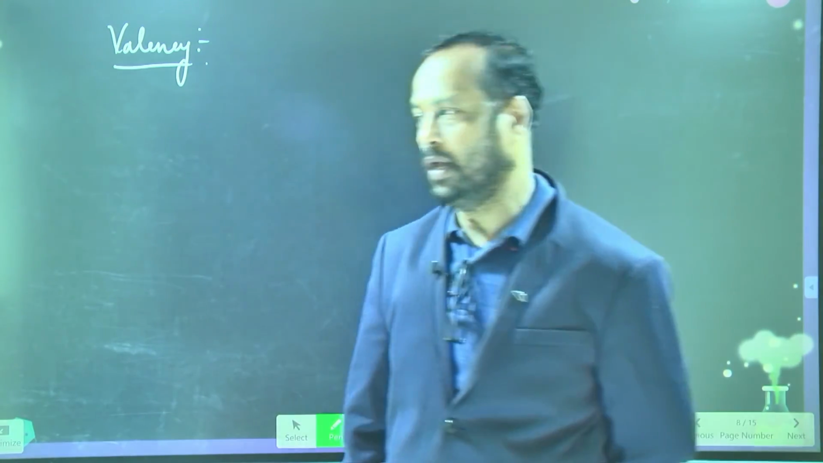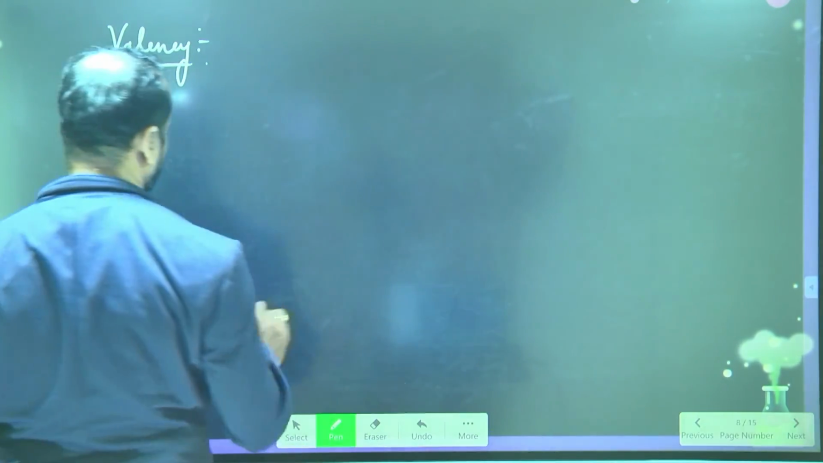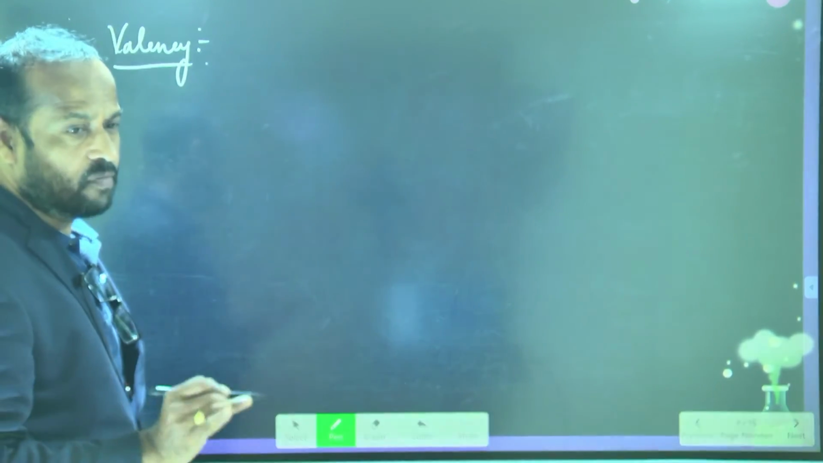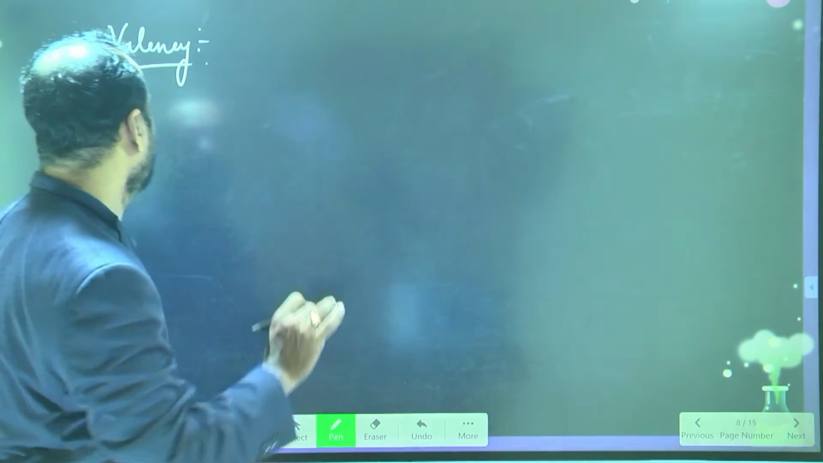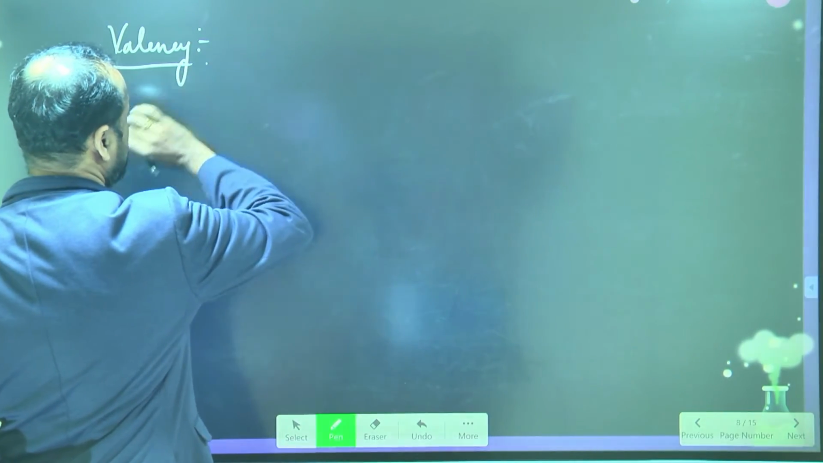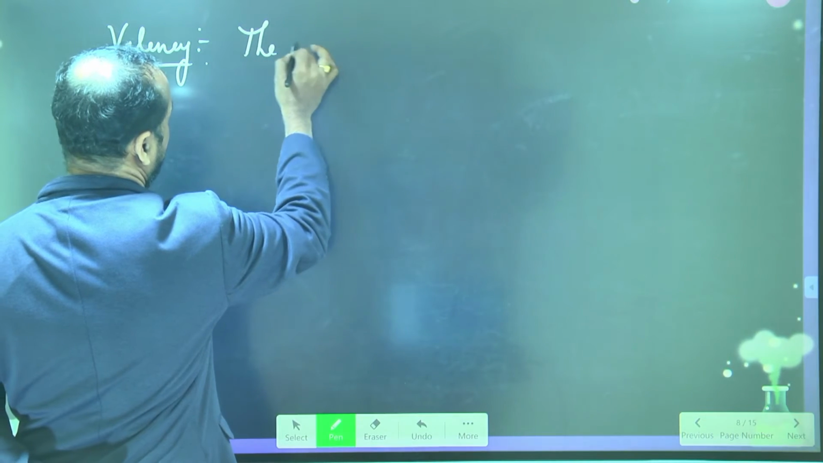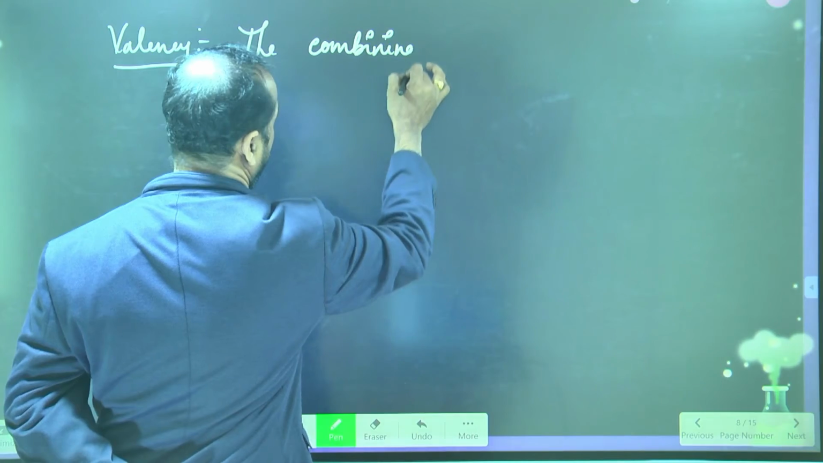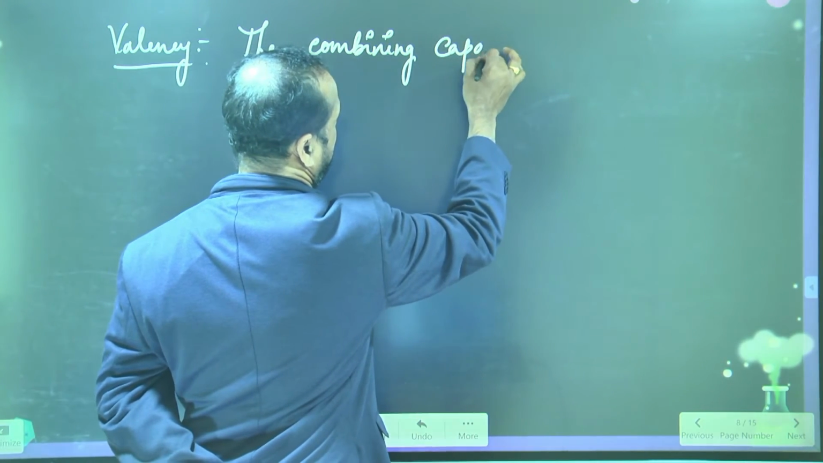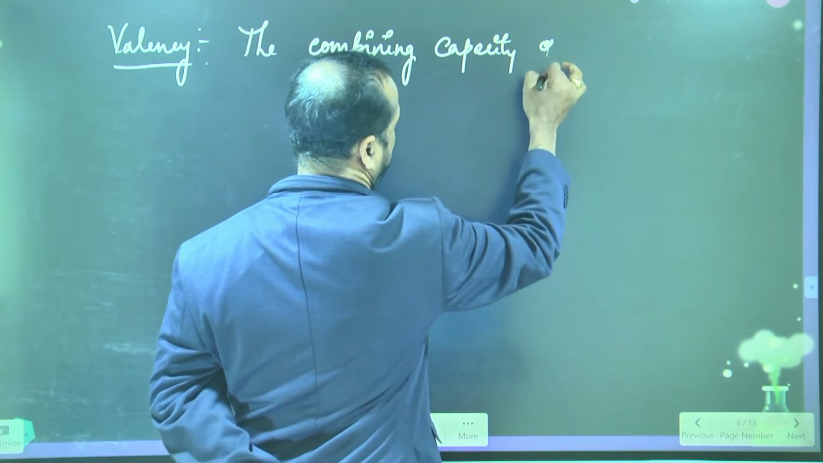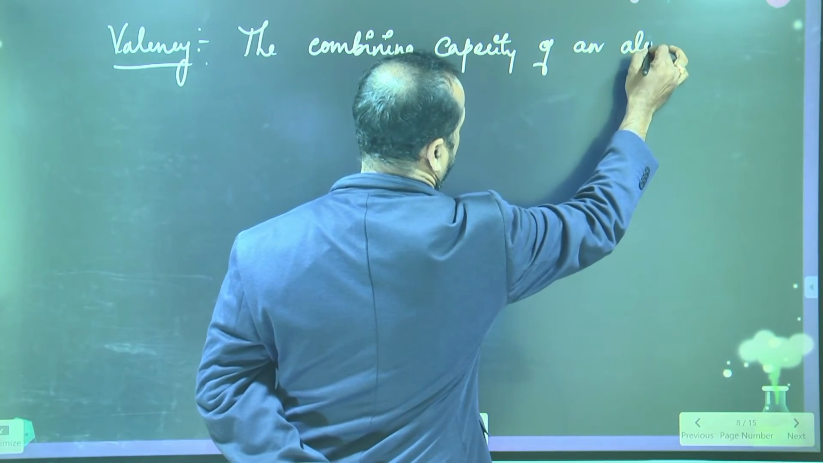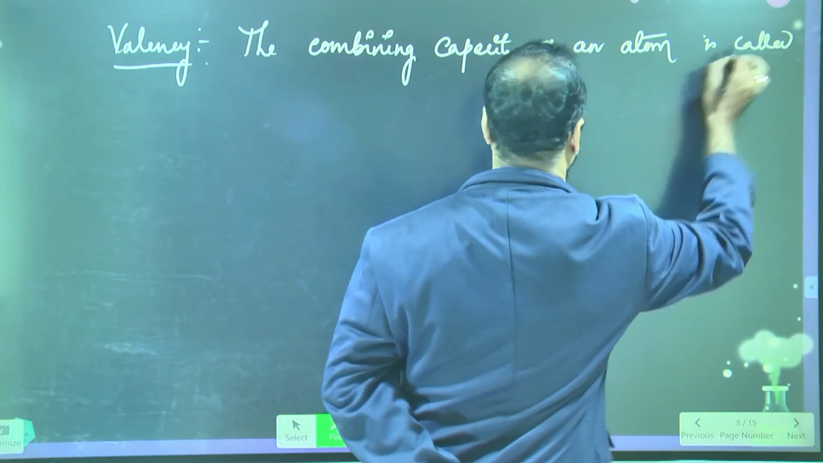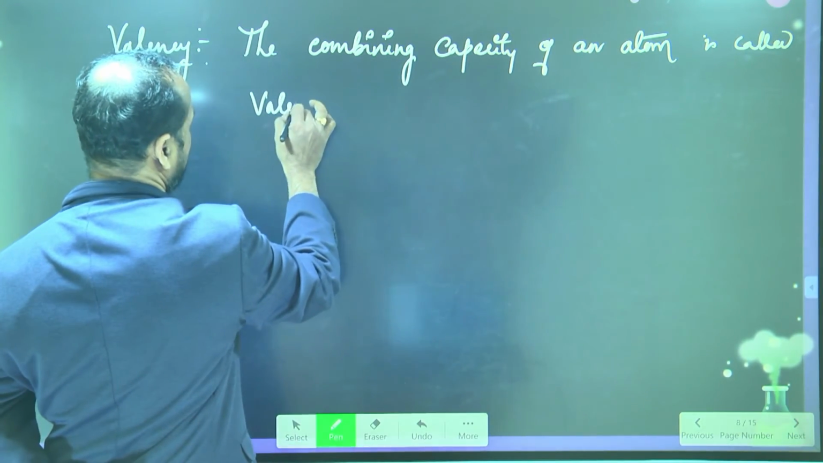Okay. So first we say a simple definition, then we go into depth. As you are in 7th class, we discuss only the valency. We are not going to discuss the charges and so on. Okay. So valency can be defined as the combining capacity of an atom. The combining capacity of an atom is called valency. Okay, so this is a simple definition.